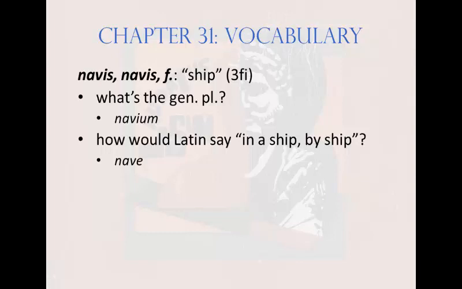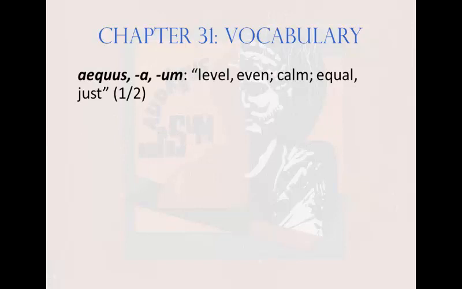The next word is aequus, meaning level, even, calm, equal, or just. It's a first-second declension adjective. Literally, it means level or even, a definition that can be applied to anything horizontally stable or balanced, even the ocean.